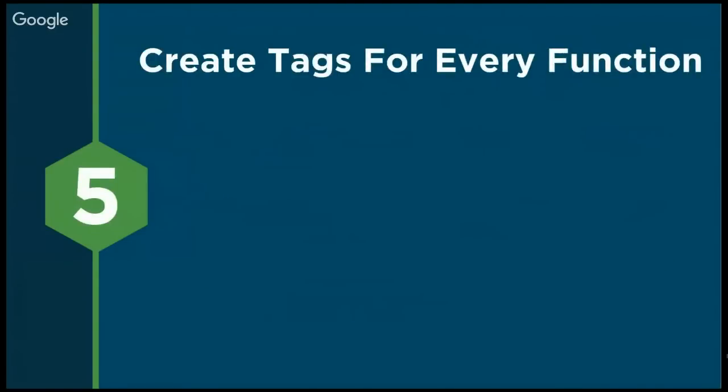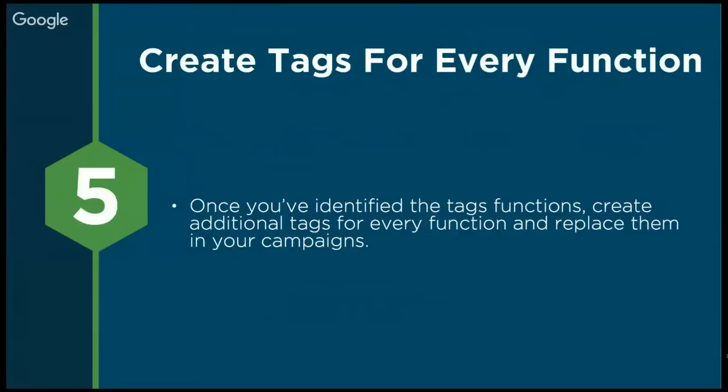Okay, step number 5, create tags for every function. Once you've identified the tag functions, create additional tags for every function and replace them in your campaigns. That's the simple process. Now, I know it's 5 simple steps, but that's going to take hours and hours and hours, right? That's a bit of a pain.